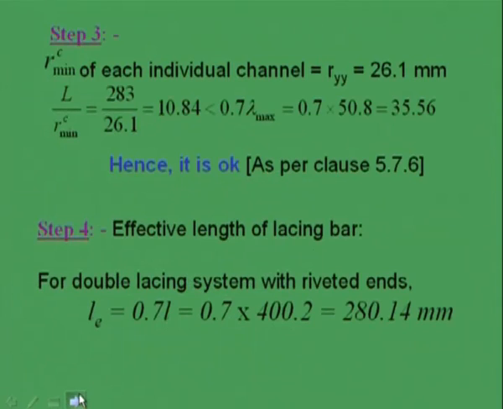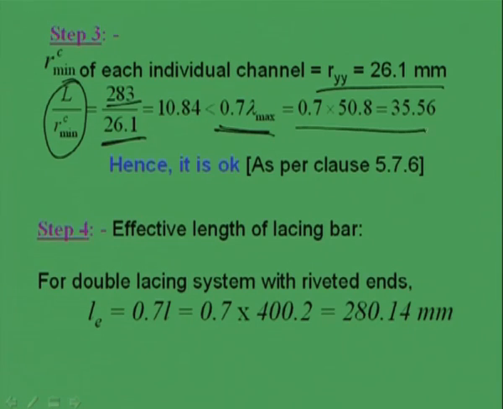Now let us see what other differences we are getting. In step 3, we will check the L by r_c minimum ratio, which should be less than 0.7 lambda max. Here L is 283 and r_c minimum is 26.1, because r_yy is 26.1 from the table we got, and from this we find L by r_c minimum is 10.84, which is less than 35.56. So it is completely okay, right, as per clause 5.7.6 of IS 800 1984.